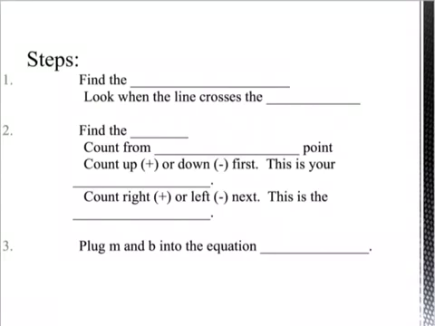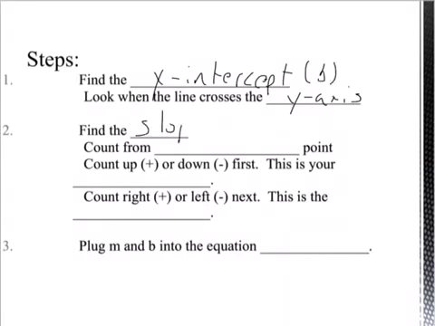Similar to when we wrote equations from tables, we have to find a couple things. We need to find our y-intercept. We'll do that first. You find your y-intercept by looking at your graph where your line crosses the y-axis, which is the vertical axis. After you find your y-intercept, which would be your b value, you want to find the rate of change, or your slope, which is your m value.